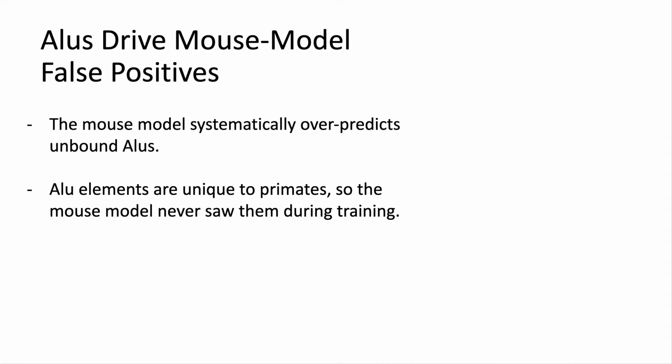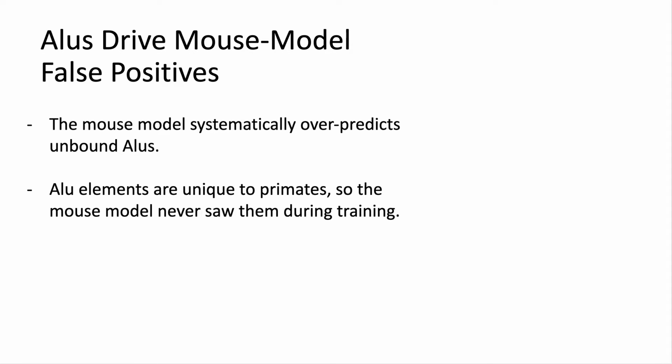So we can say that the mouse model is systematically over-predicting unbound ALUs when it tries to transfer to testing on the human genome. And it's not surprising that this is happening really because ALU elements are unique to primates. And so the mouse model just never saw them during training, which begs the question: is this an issue with generalization across species, or is this an issue with the human genome being somewhat different between the non-ALU repeats and the ALU repeats? Because the mouse model didn't have as much trouble generalizing to sites that weren't ALUs in the human genome.